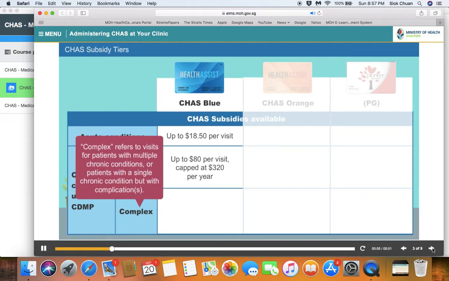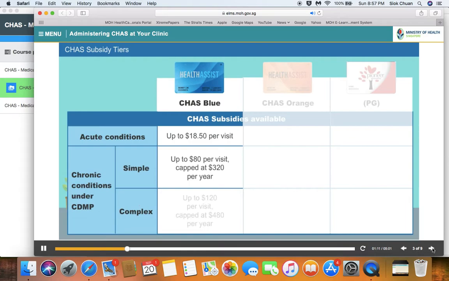Complex refers to chronic complex claims, and chronic complex claims can be made for patients with multiple chronic conditions or patients with a single chronic condition but with complications. CHAS Blue cardholders eligible for the Chronic Complex Claim tier can be subsidized up to $120 per visit, capped at $480 per year.